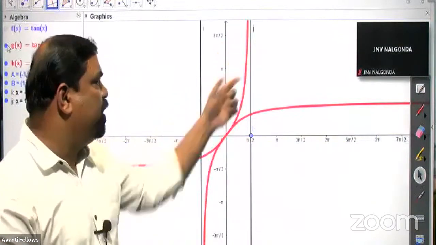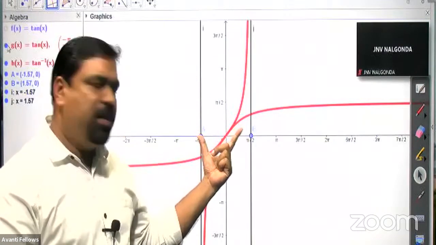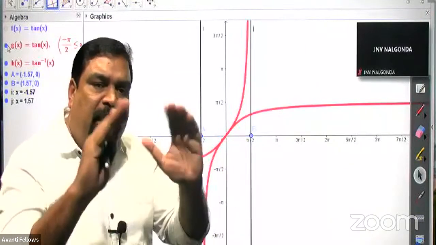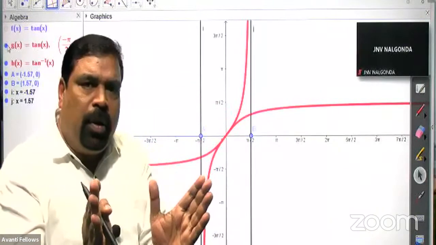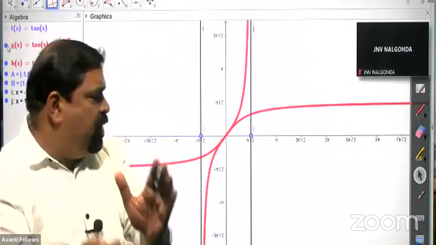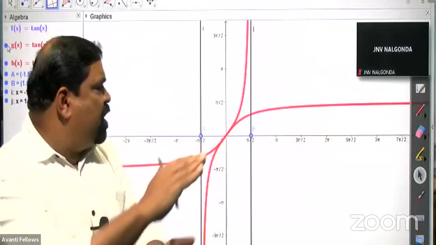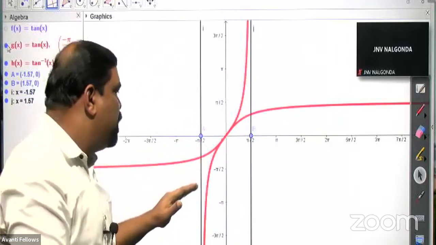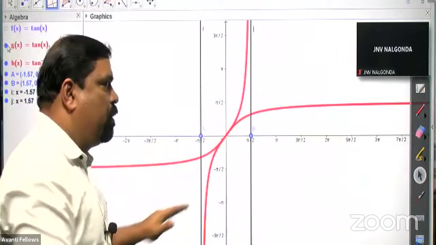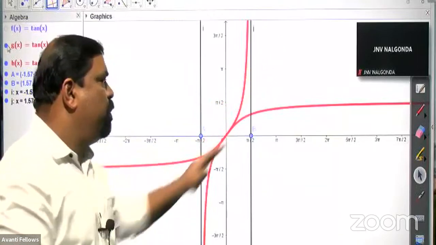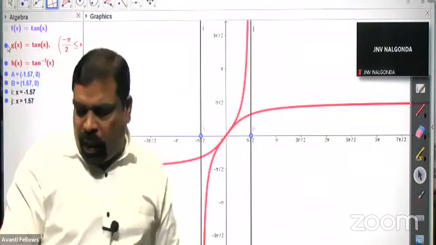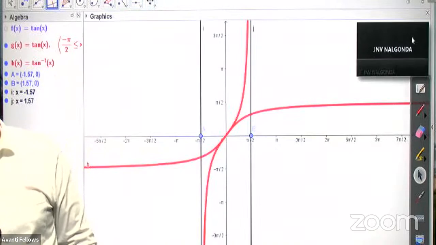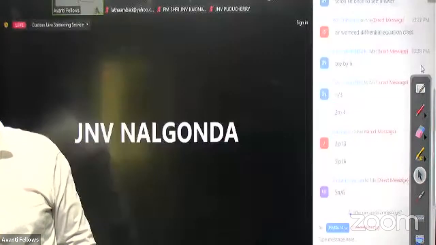Now you can see only that one particular graph. That is the graph of tan x in minus pi by 2 to plus pi by 2. When you take the inverse, it is a reflection of the tan x graph with respect to the line y equal to x. Just interchanging x and y means you just take the reflection of that graph. In that way also we can say about the inverse.